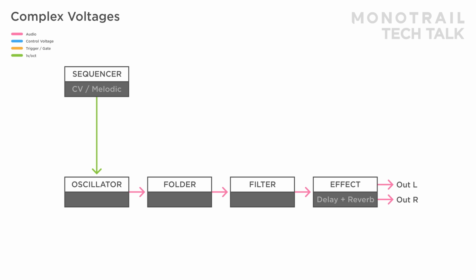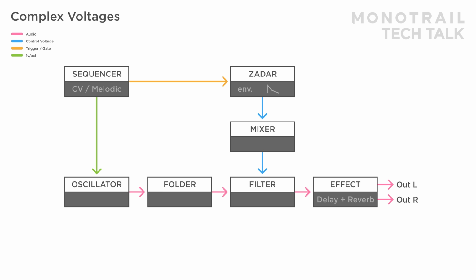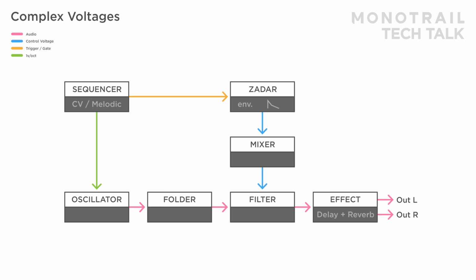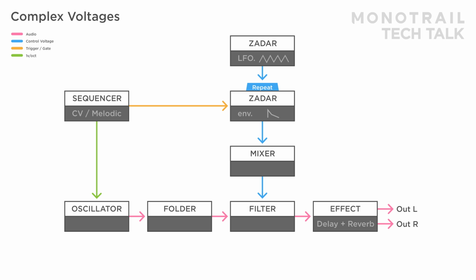Experiment with modulating the different parameters available. Here's the same voice again to keep things simple. This time though, the sequencer is triggering a simple fast decay envelope, sent to a mixer and modulating the filter. A simple LFO shape is used to modulate the repeat time of the envelope. So every time the sequencer advances a step, the envelope is triggered and looped a different number of times.